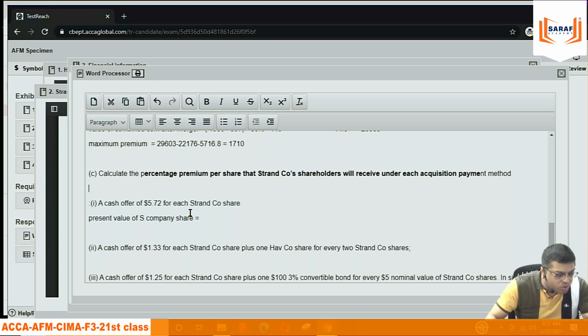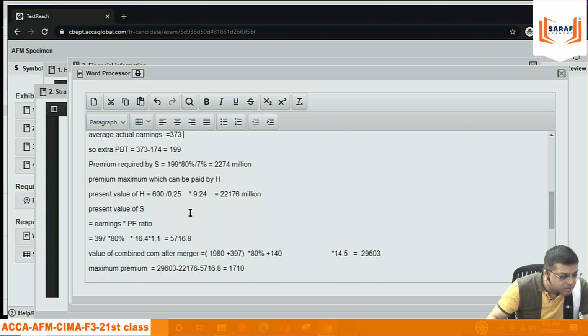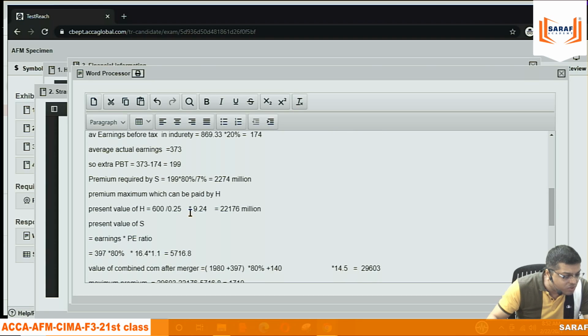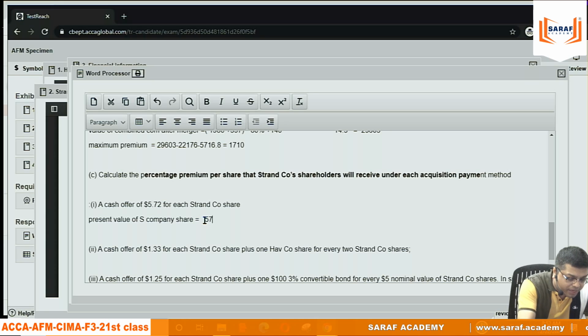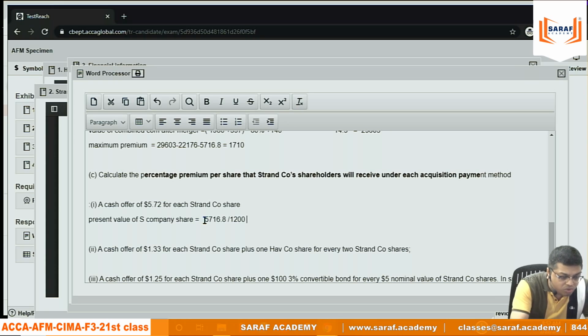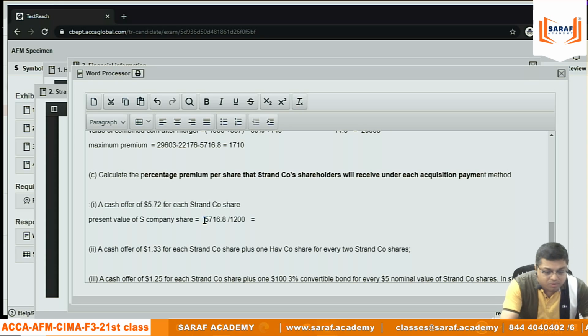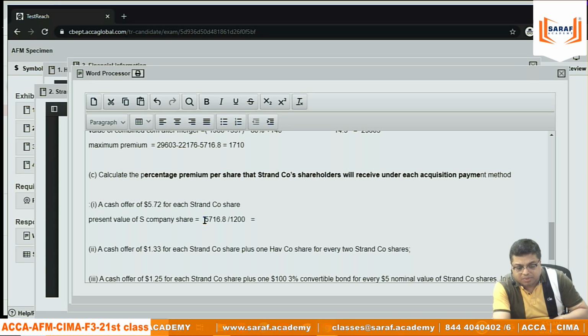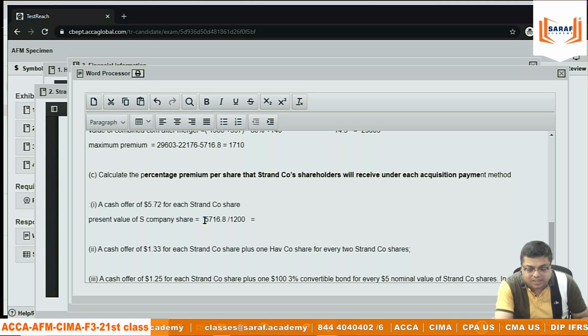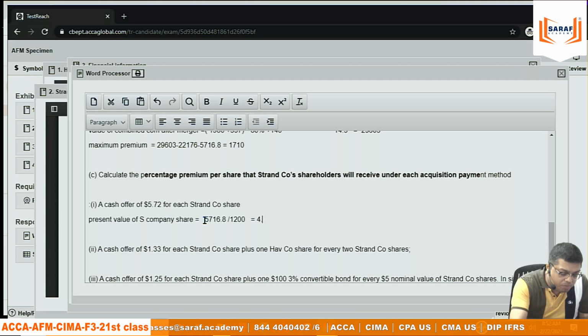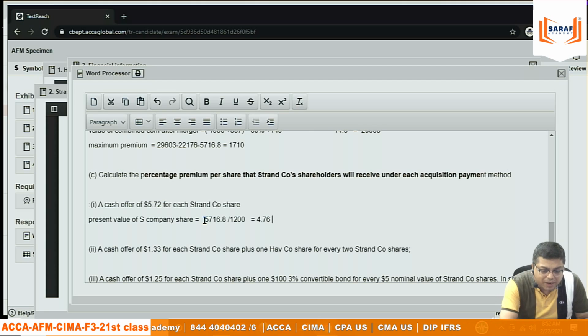हम लोगों ने ऊपर टोटल वैल्यू निकाला है. S company value we have calculated 5716.8. 5716.8 divided by 1200. How 1200? 300 divided by 0.25, because their share price is also 0.25. So what is the per share price? 4.76. This is per share price.